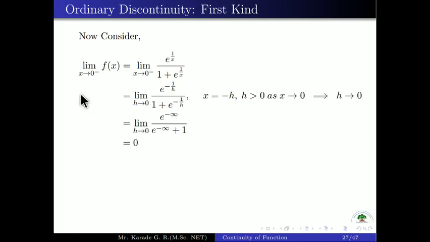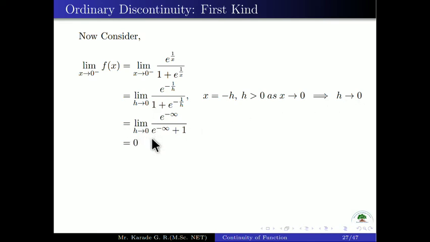And now consider the left hand side limit, f(x) as x tends to 0 minus. In this case it is equal to limit x tends to 0 minus of e raised to the power 1 upon x divided by 1 plus e raised to the power 1 upon x. It is equal to limit h tends to 0 of e raised to the power minus 1 upon h divided by 1 plus e raised to the power minus 1 upon h, as x is equal to minus h. Here also h is greater than 0, and as x tends to 0, h will also tend to 0.